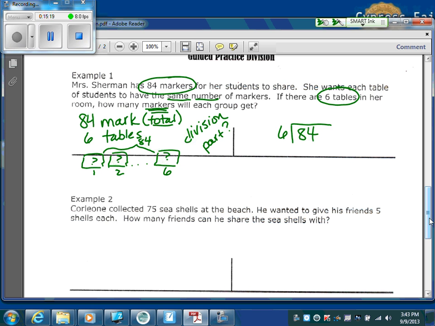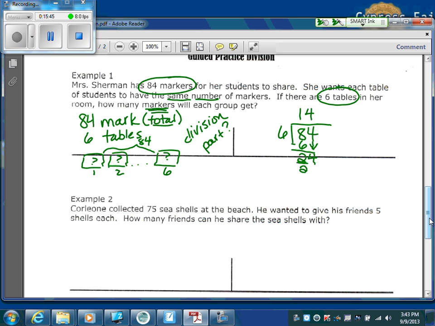84, we're trying to divide it by 6. So 6 divided by 8, that goes in once. Multiply, 1 times 6 is 6. Subtract, 8 minus 6 is 2. Check, is that 2 less than 6? Yes. Bring down the 4. My new number I'm dividing by is 24. So 6 divided into 24, I can get 4 groups.